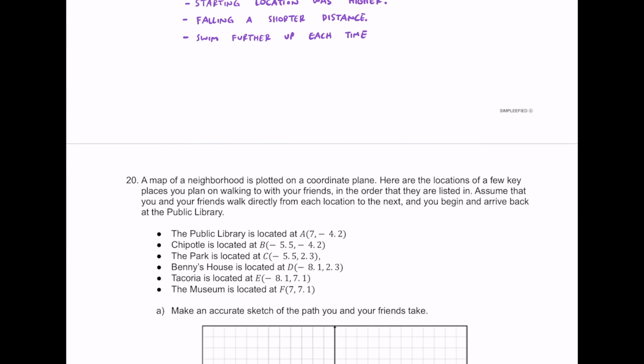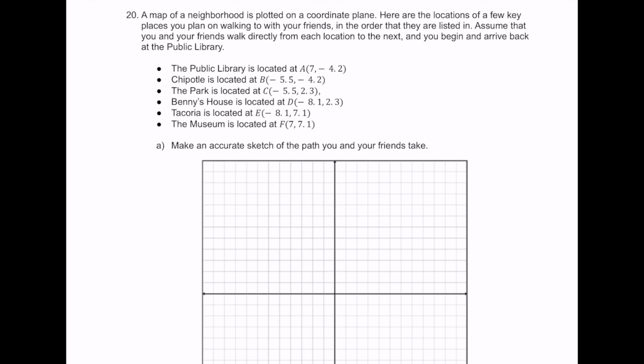Here is one final question. A map of a neighborhood is plotted on a coordinate plane. Here are the locations of a few key places you plan on walking to with your friends in the order that they are listed in. So everything is in order from the top down here. Make sure we follow it.